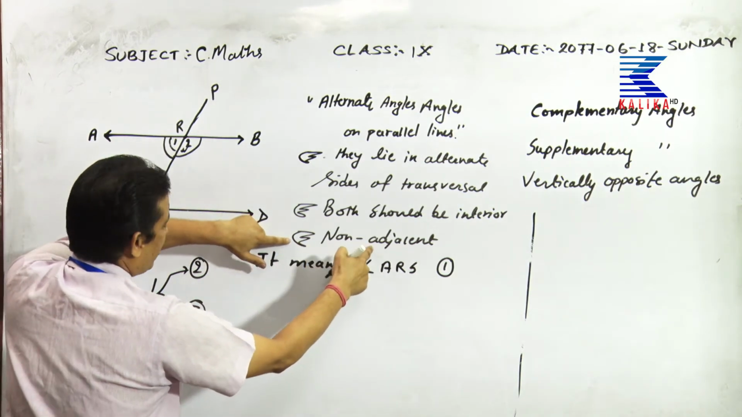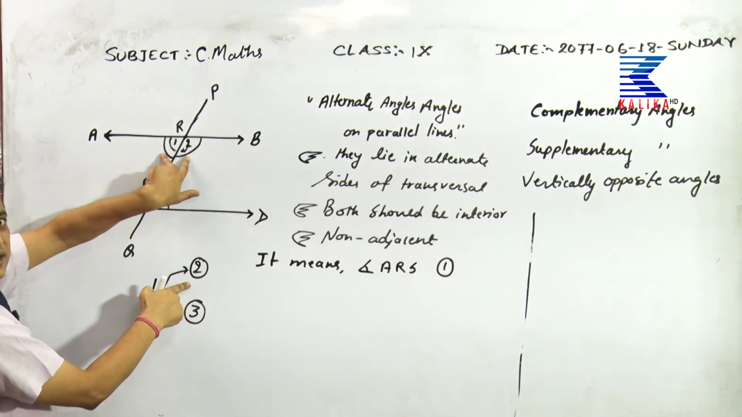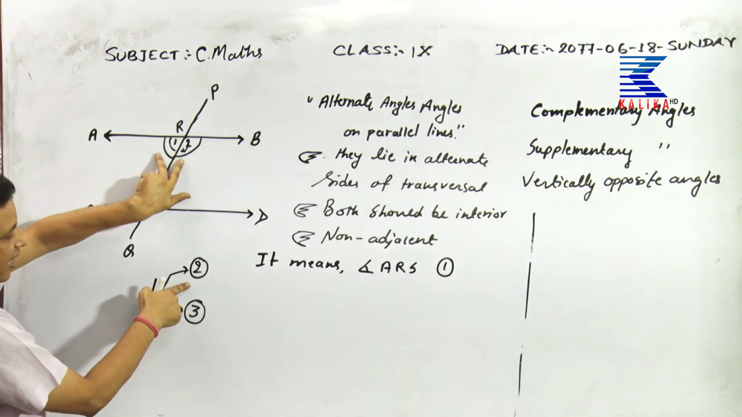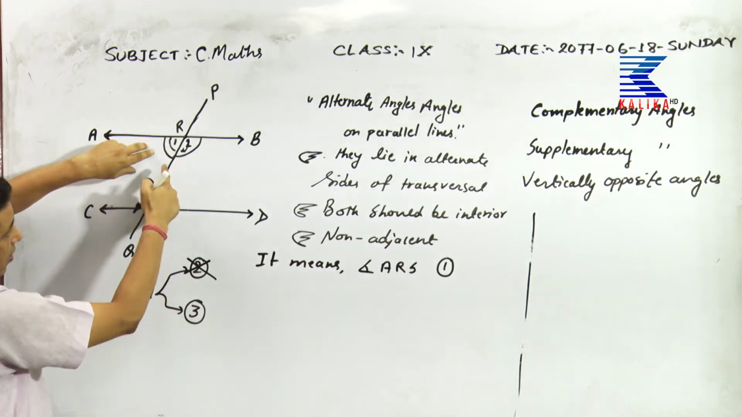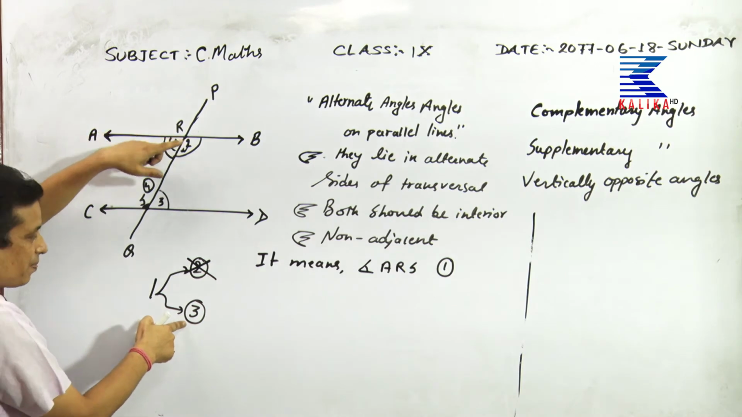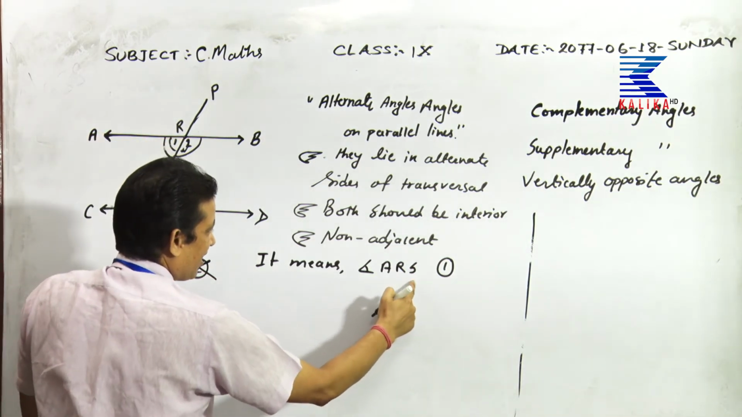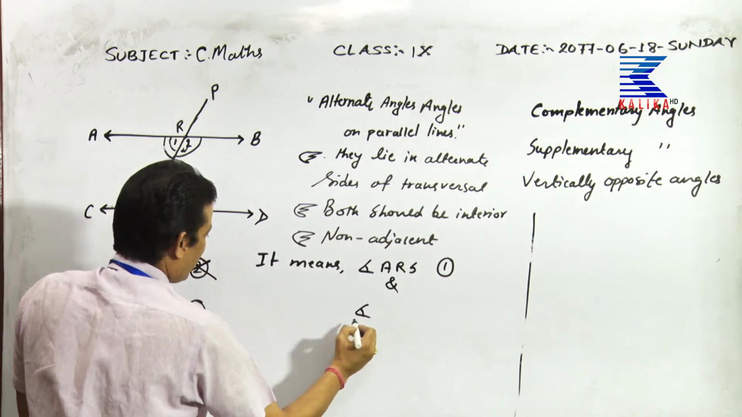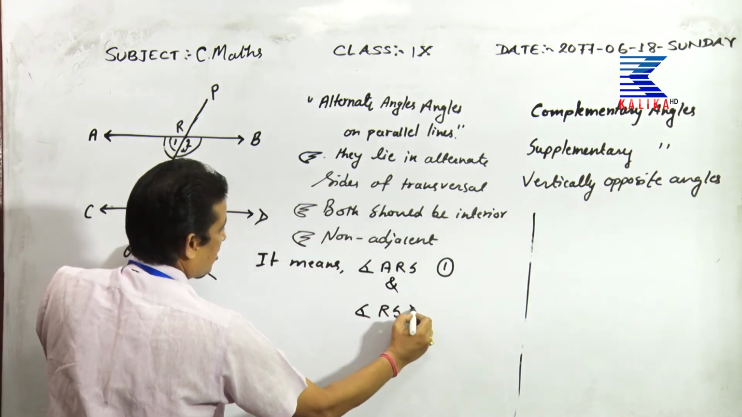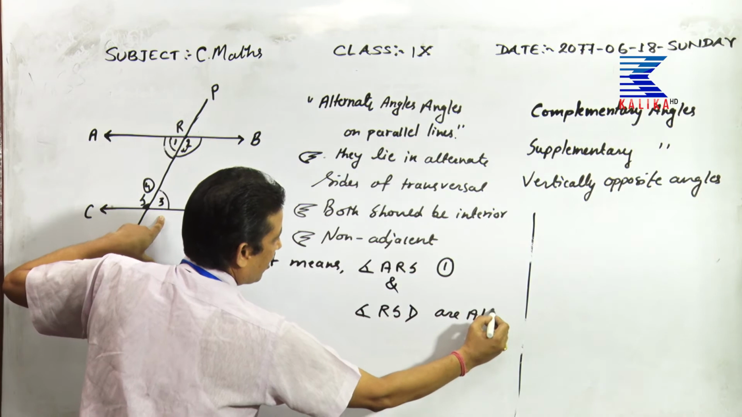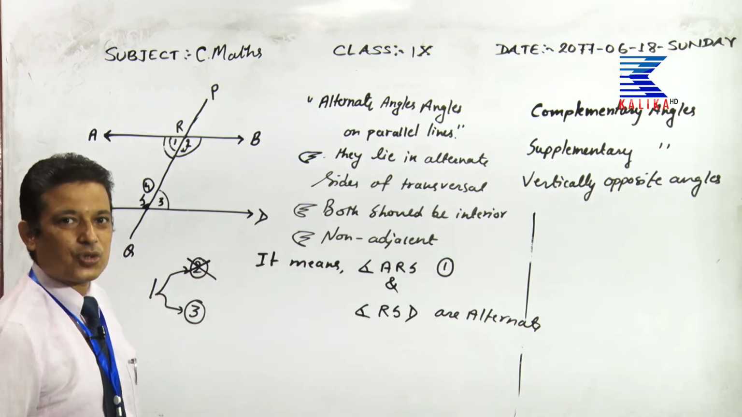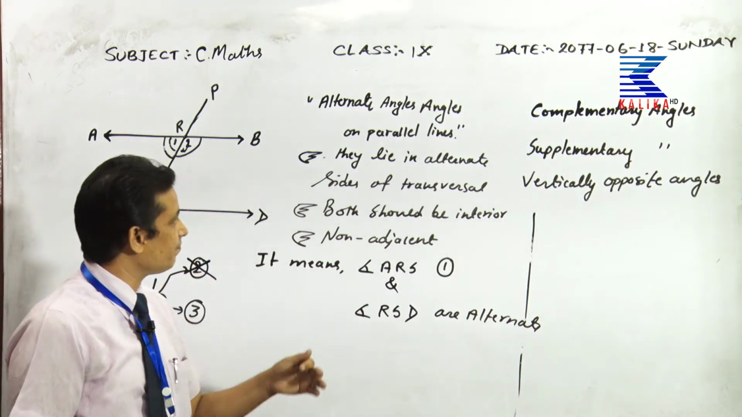Now, third one, non-adjacent. 1 and 2, adjacent or non-adjacent? They have shared this vertex and this side common. So, these 2 are adjacent angles. So, 2 I should cancel. 1 and 3, are they adjacent angles? No, they are not. It means angle ARS and angle 3, name it please, angle RSD are alternate angles. So, do you understand, dear student, about alternate angles?